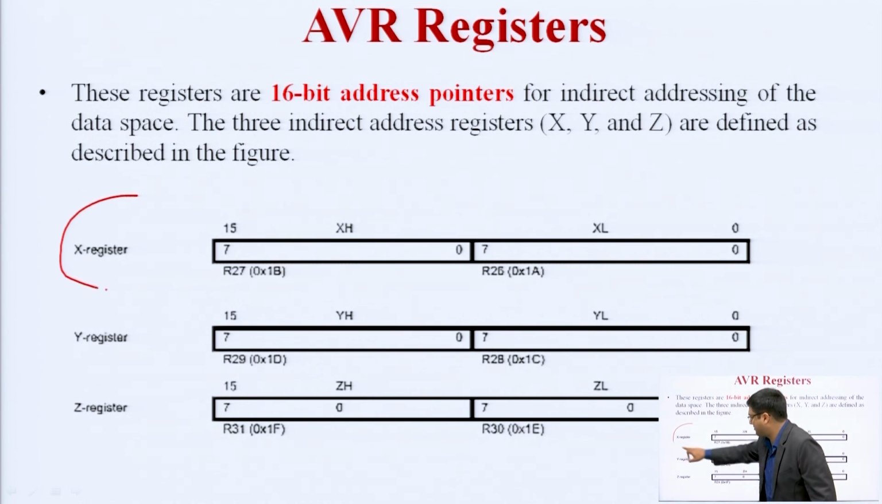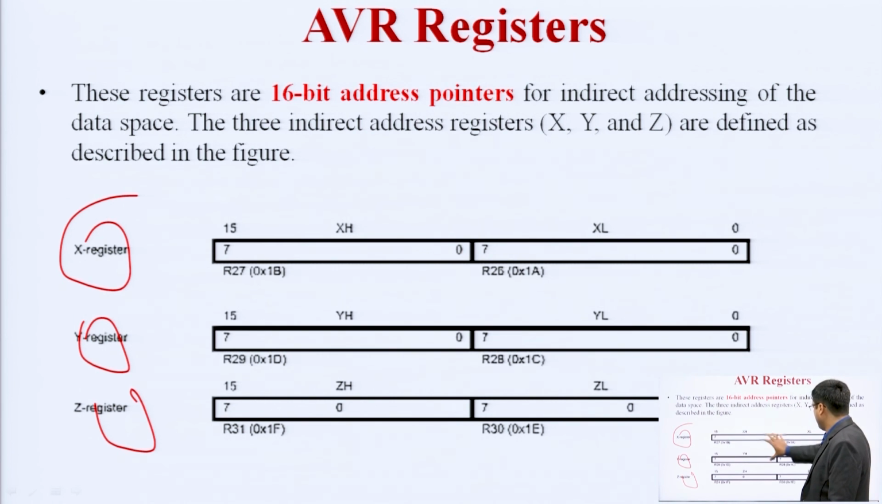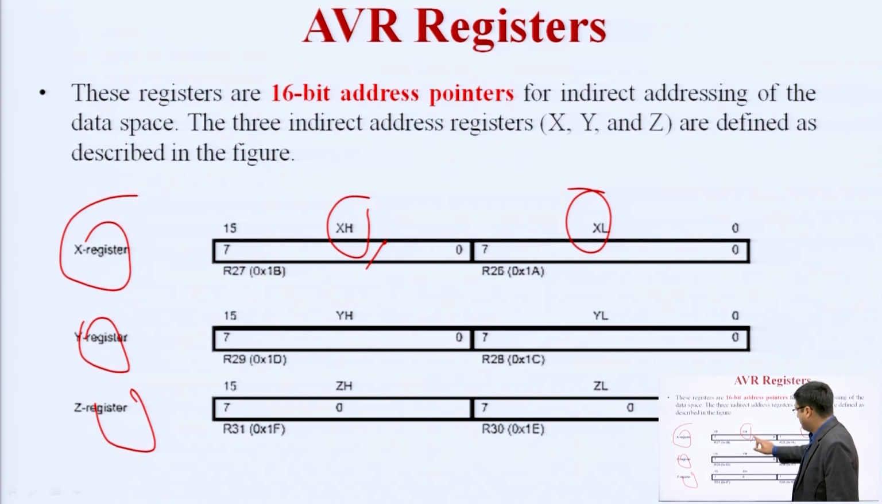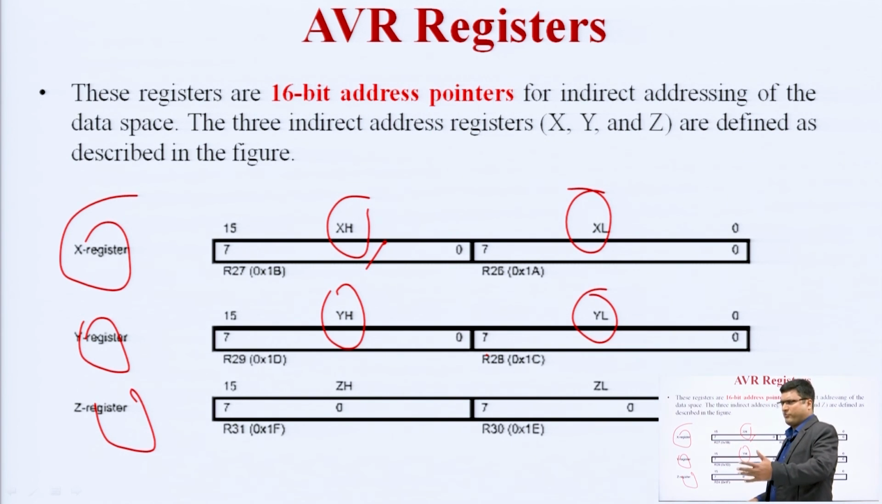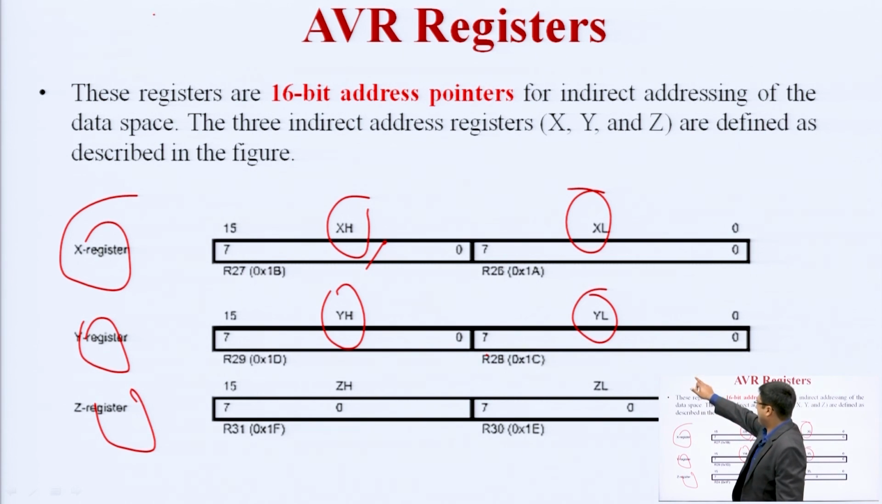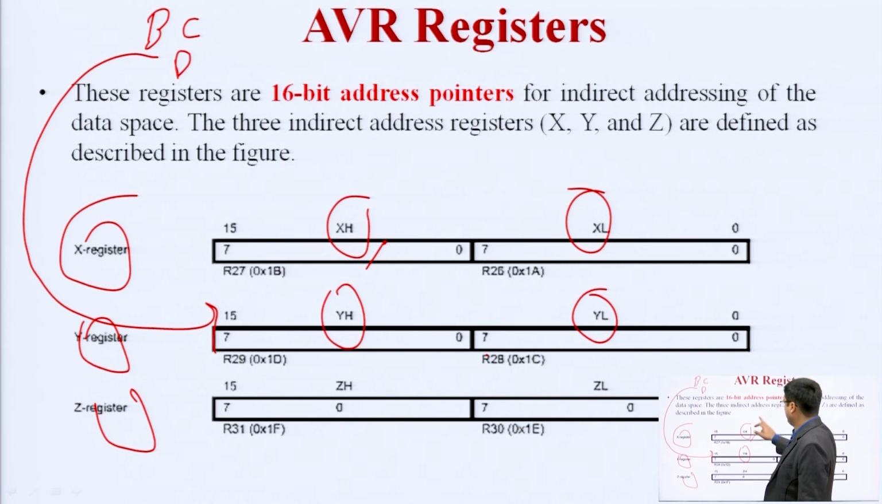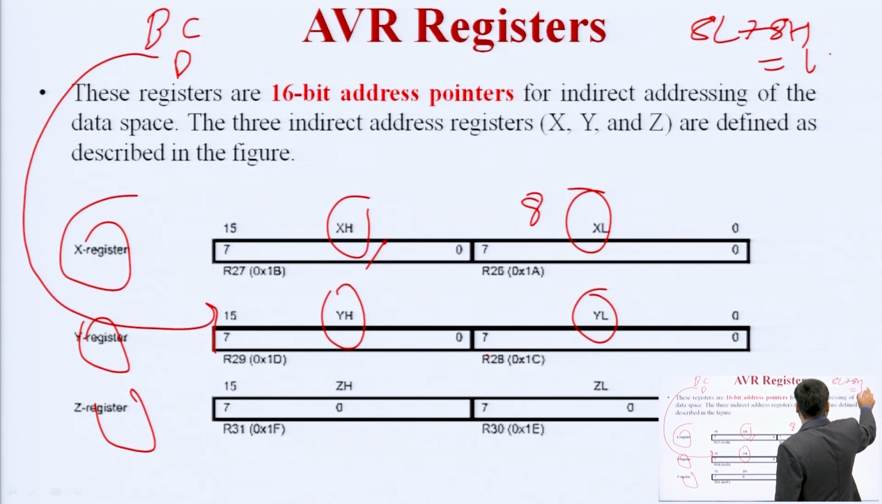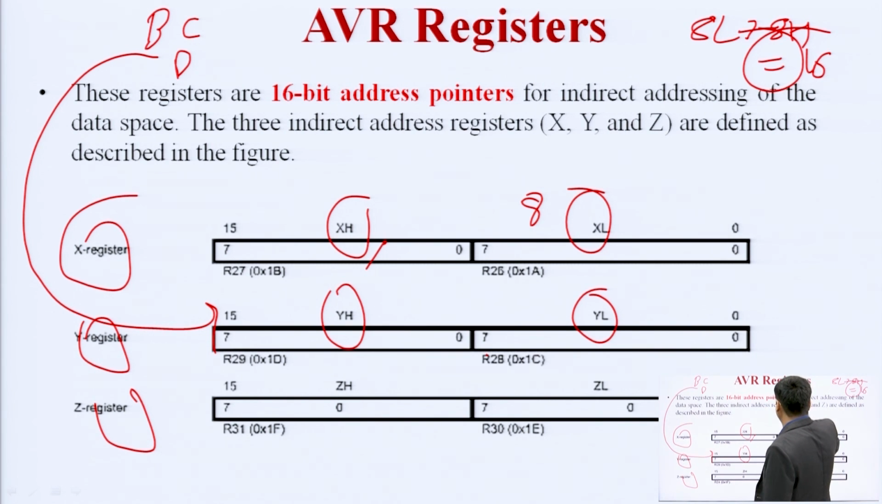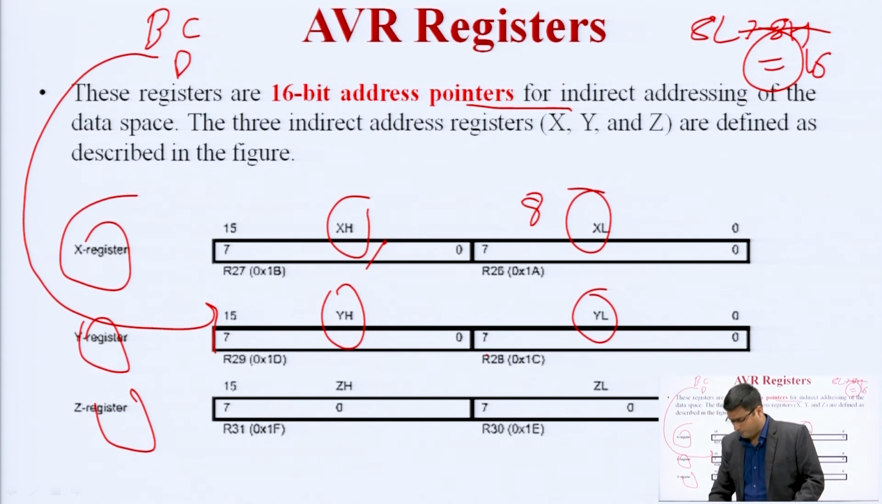So we can see that the X register, Y register and Z register are divided into two parts: low and high. Each range from 0 to 7 is dedicated to the low, and 0 to 7 is dedicated to the YH. Basically in the 8085 microprocessor we have seen the pairing of B, C, D, HL. In the same way it is divided here. So 8 low plus 8 high equals 16 bits. So this is the 16-bit address pointer. They are working as pointers. They hold an address which is pointed to by the registers.